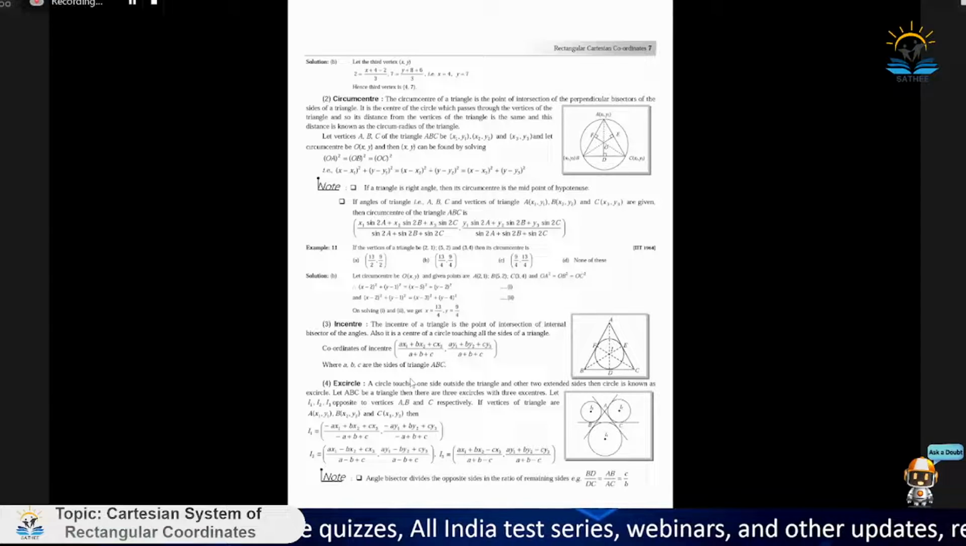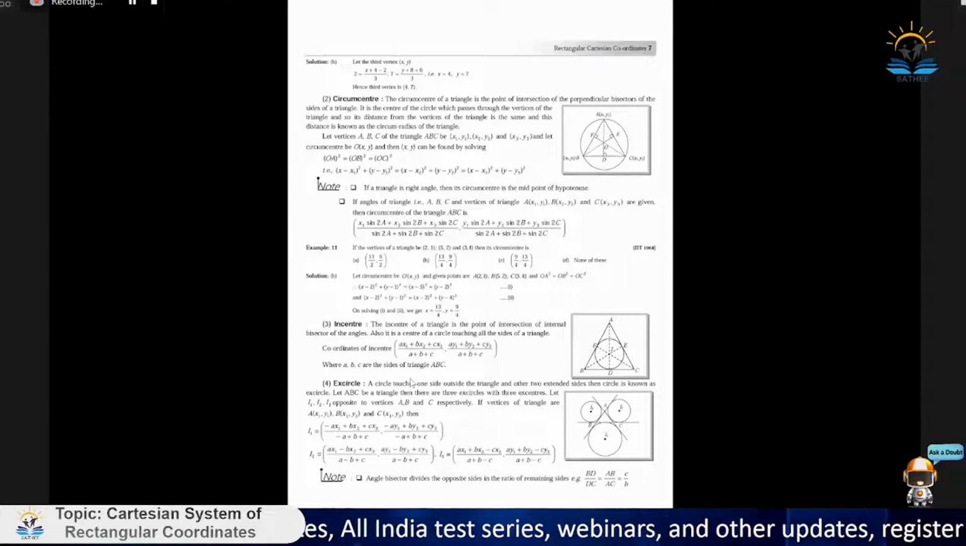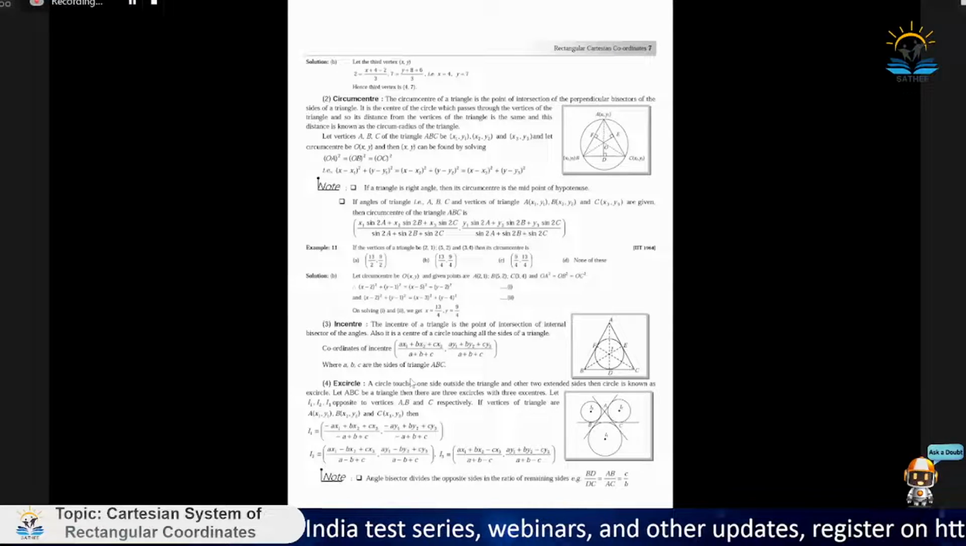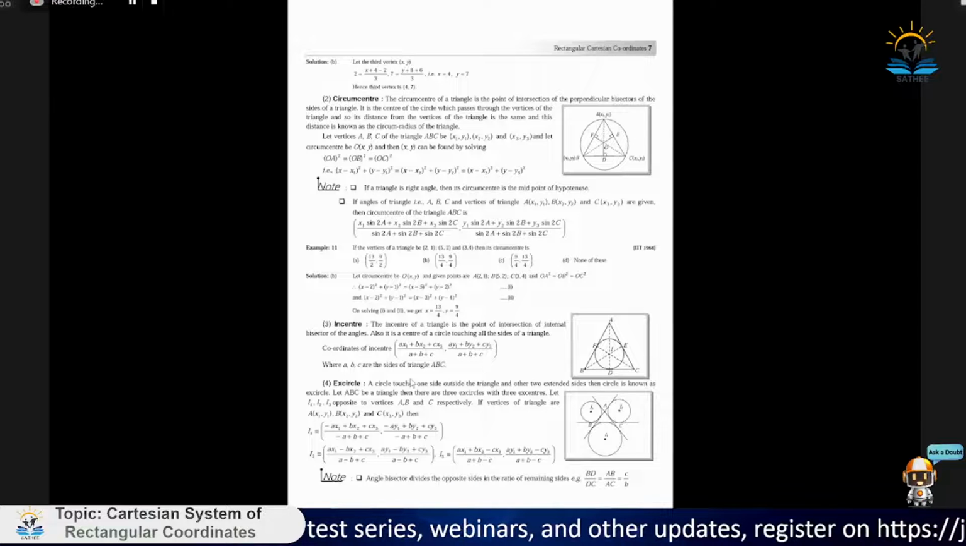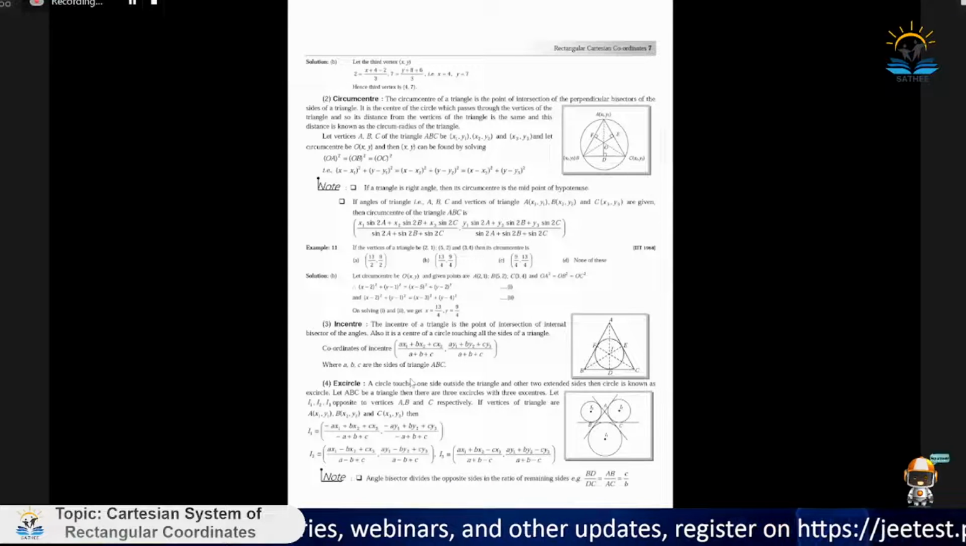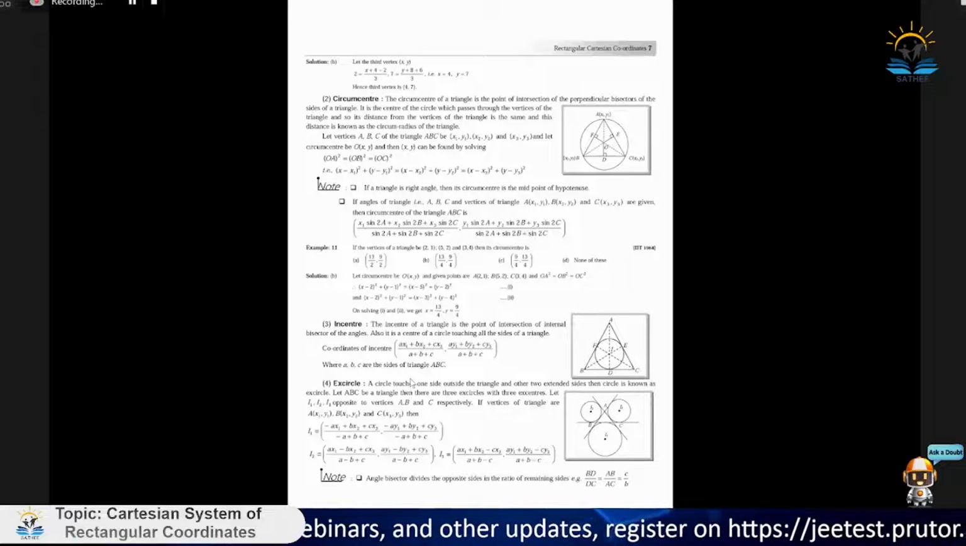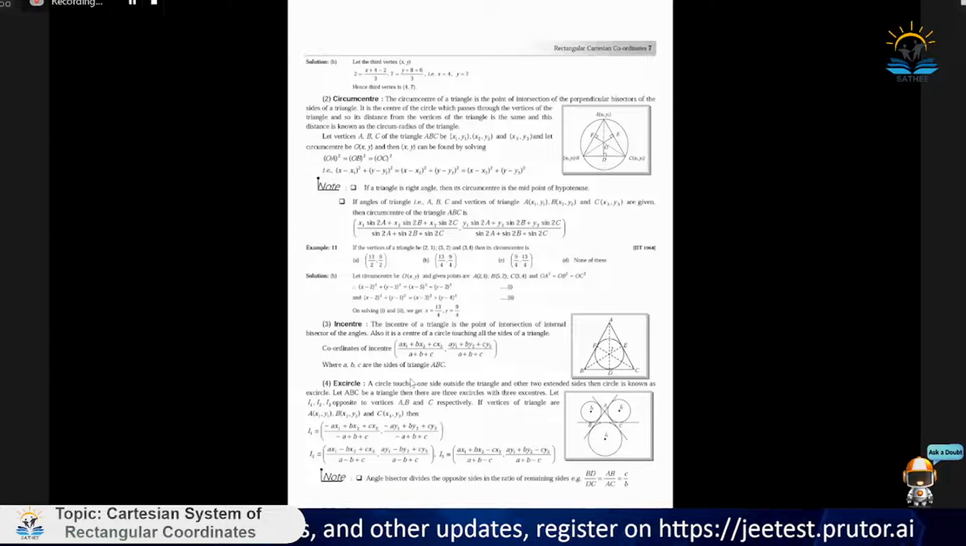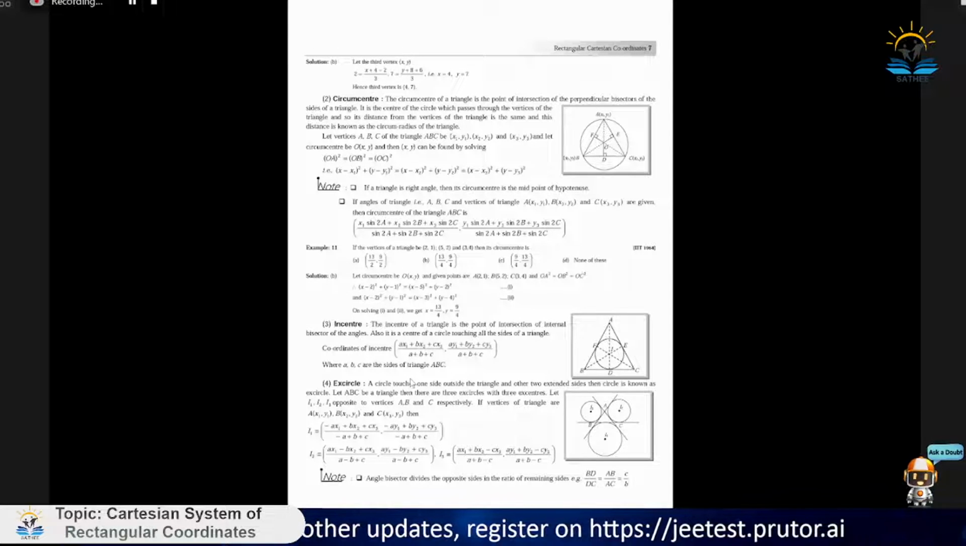And here the in-center coordinates are given by the formula (a x1 plus b x2 plus c x3) by (a plus b plus c), and similarly the y coordinates. Here a, b, c are nothing but the side lengths of the triangle ABC. Here side length BC would be a, and similarly for the other two sides.